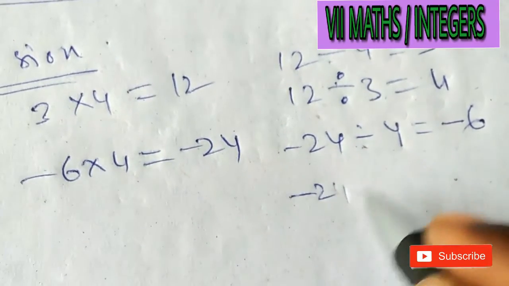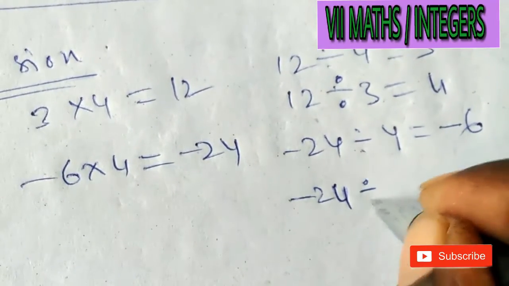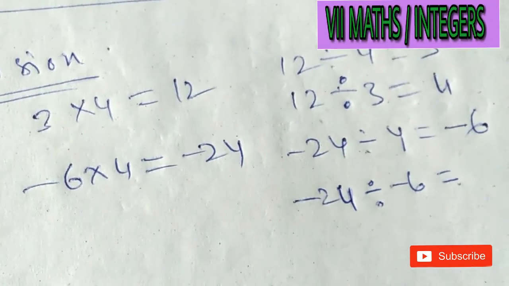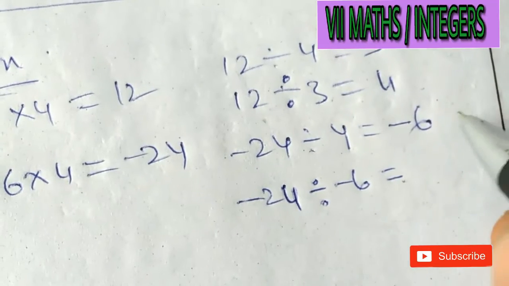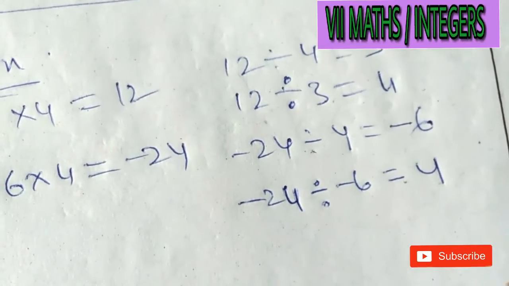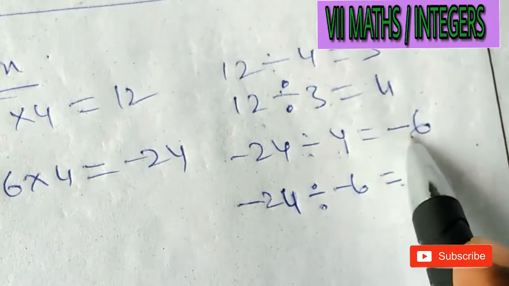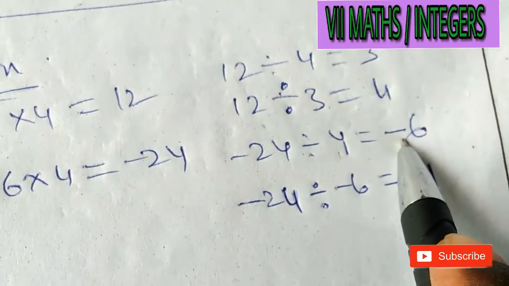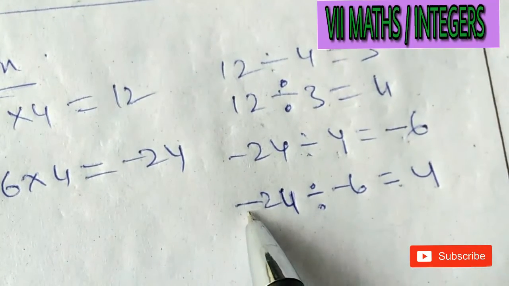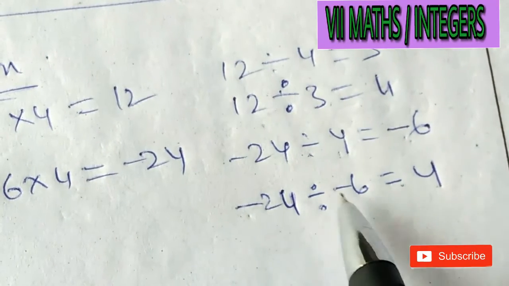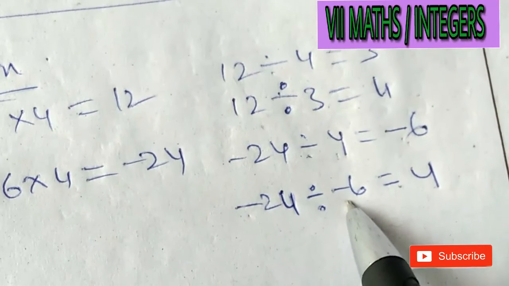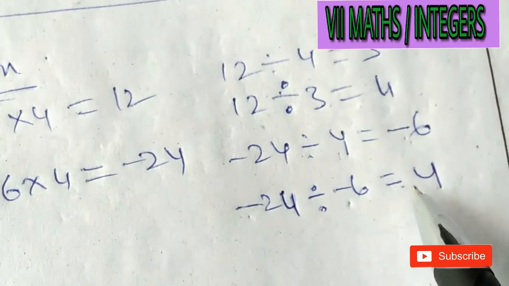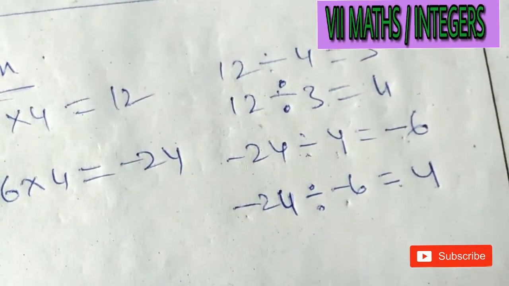If minus 24 is divided by minus 6, what do you get? Yes, you get 4. A negative number divided by a positive number gives a negative quotient. Here a negative number divided by a negative integer gives a positive number. Understood?